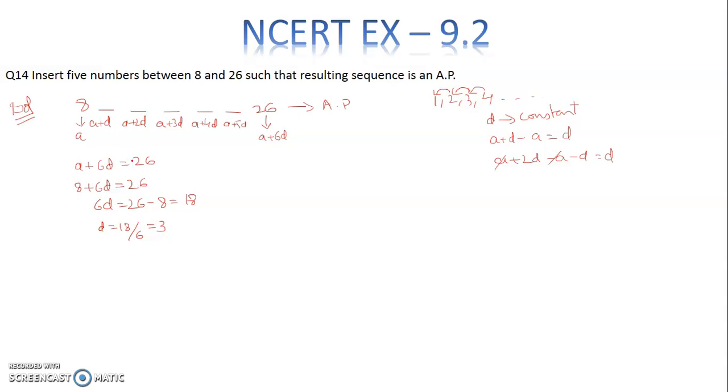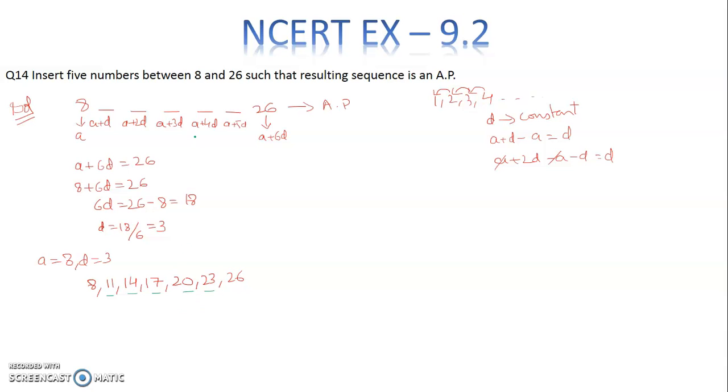Now this value of 3 I can substitute in these terms. A I already know, 8. A is equal to 8 and D is equal to 3. So 8, A plus D will be 8 plus 3, 11. 11 plus 3, 14, 14 plus 3, 17, 17 plus 3, 20, 20 plus 3, 23, and then we have 26. So which are the 5 numbers? These are the 5 numbers, 1, 2, 3, 4, 5, between 8 and 26 such that the resulting sequence is an AP.